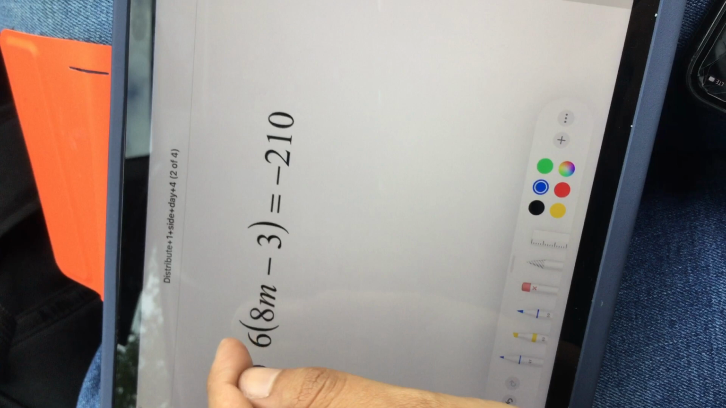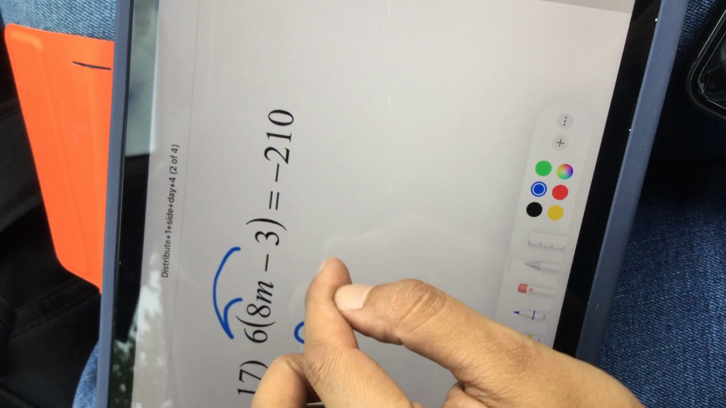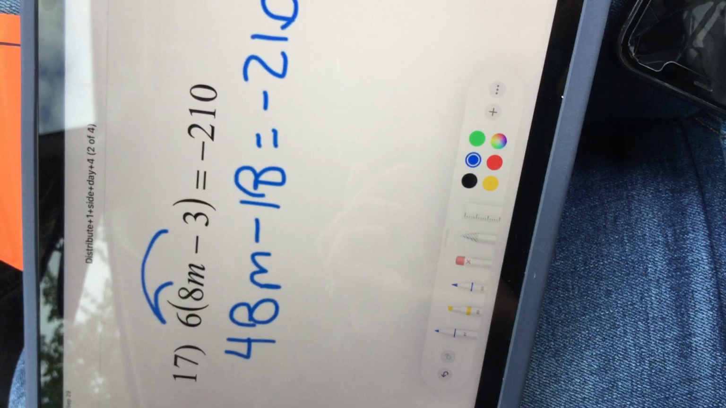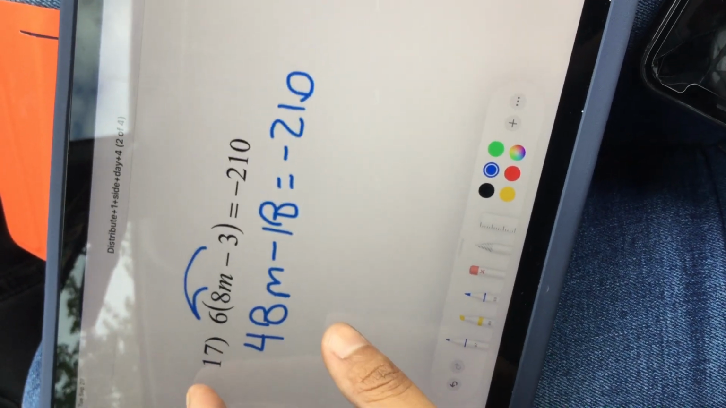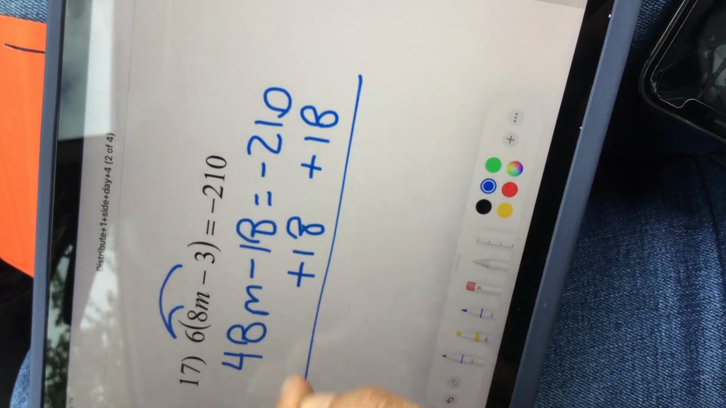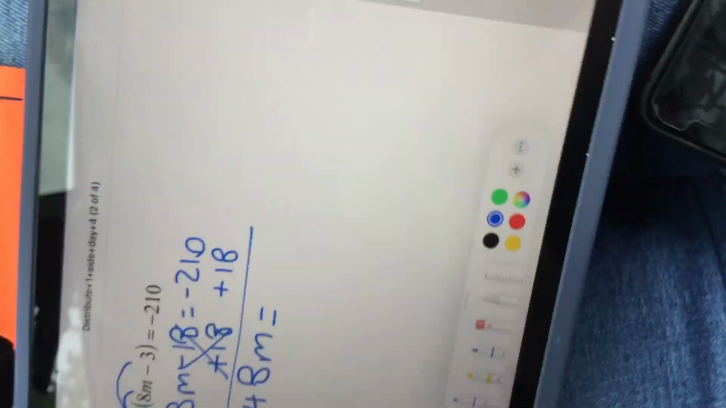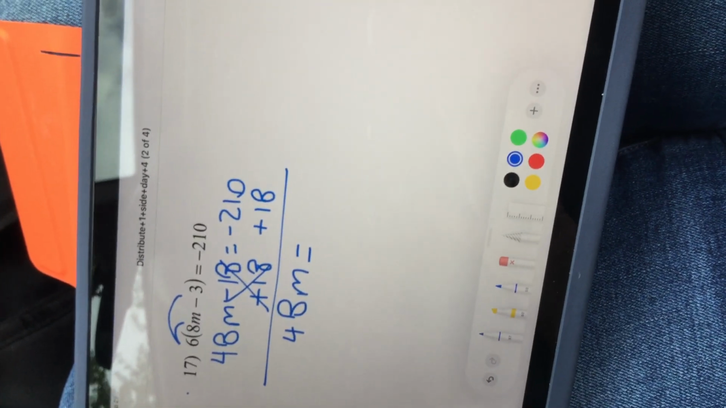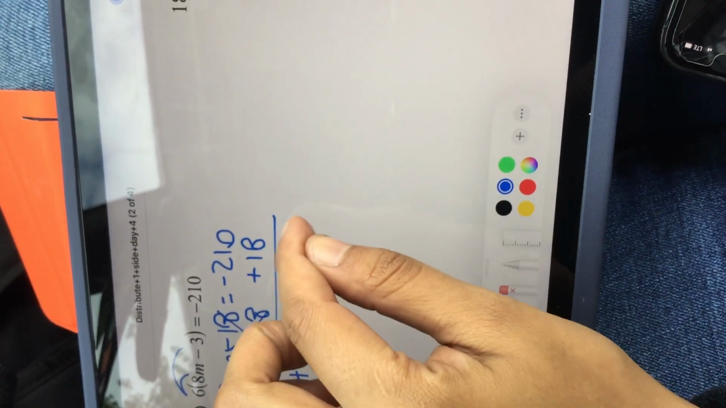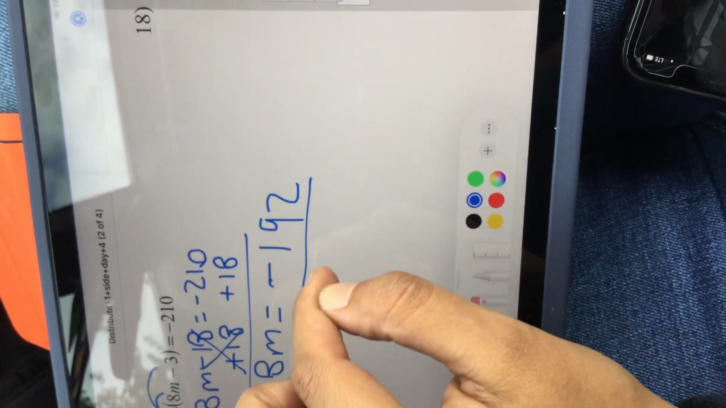If we look at 17, we're going to distribute. So 48m minus 18 equals negative 210. Is there anything we can combine? No, so we're going to add or subtract. In this case, plus 18, plus 18. So 48m equals negative 192. And then our last step is going to be to divide by 48.